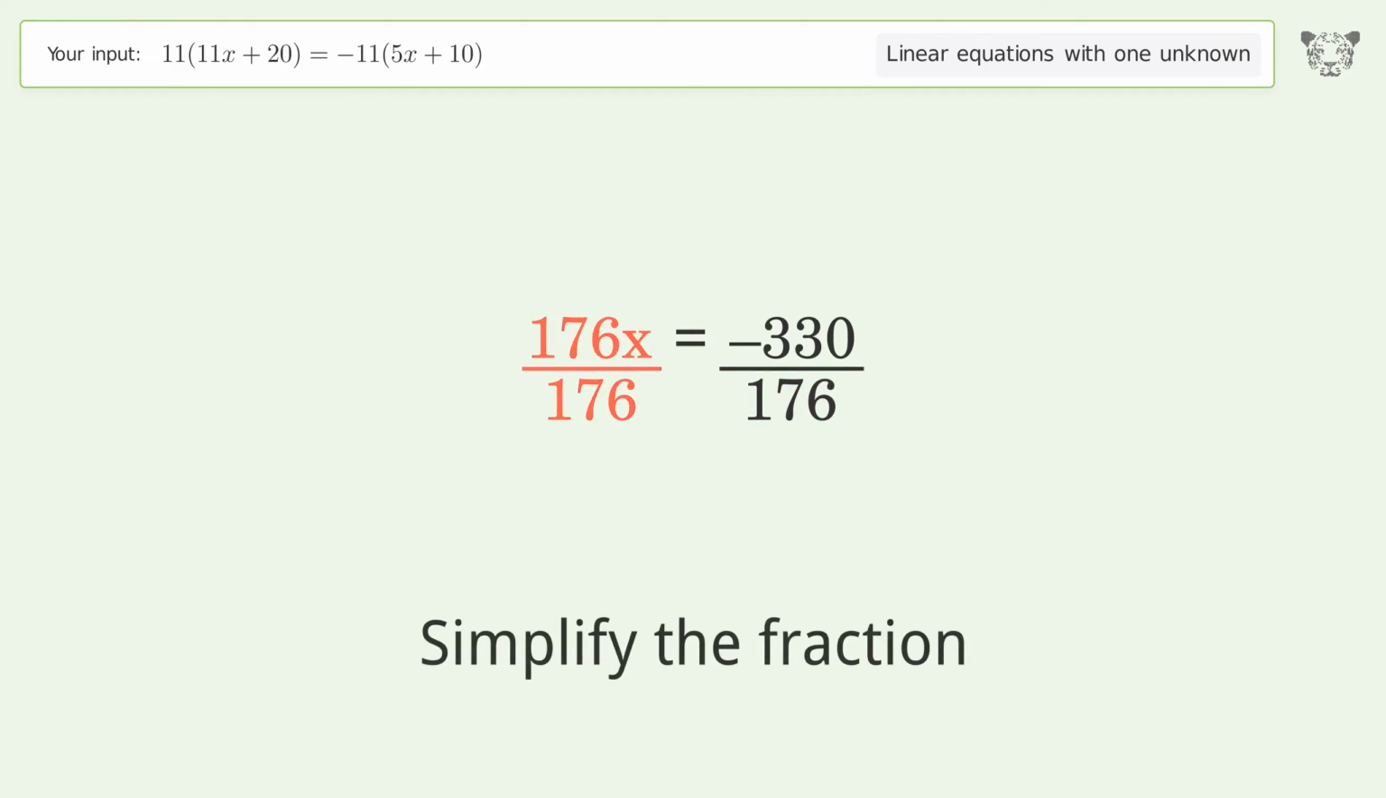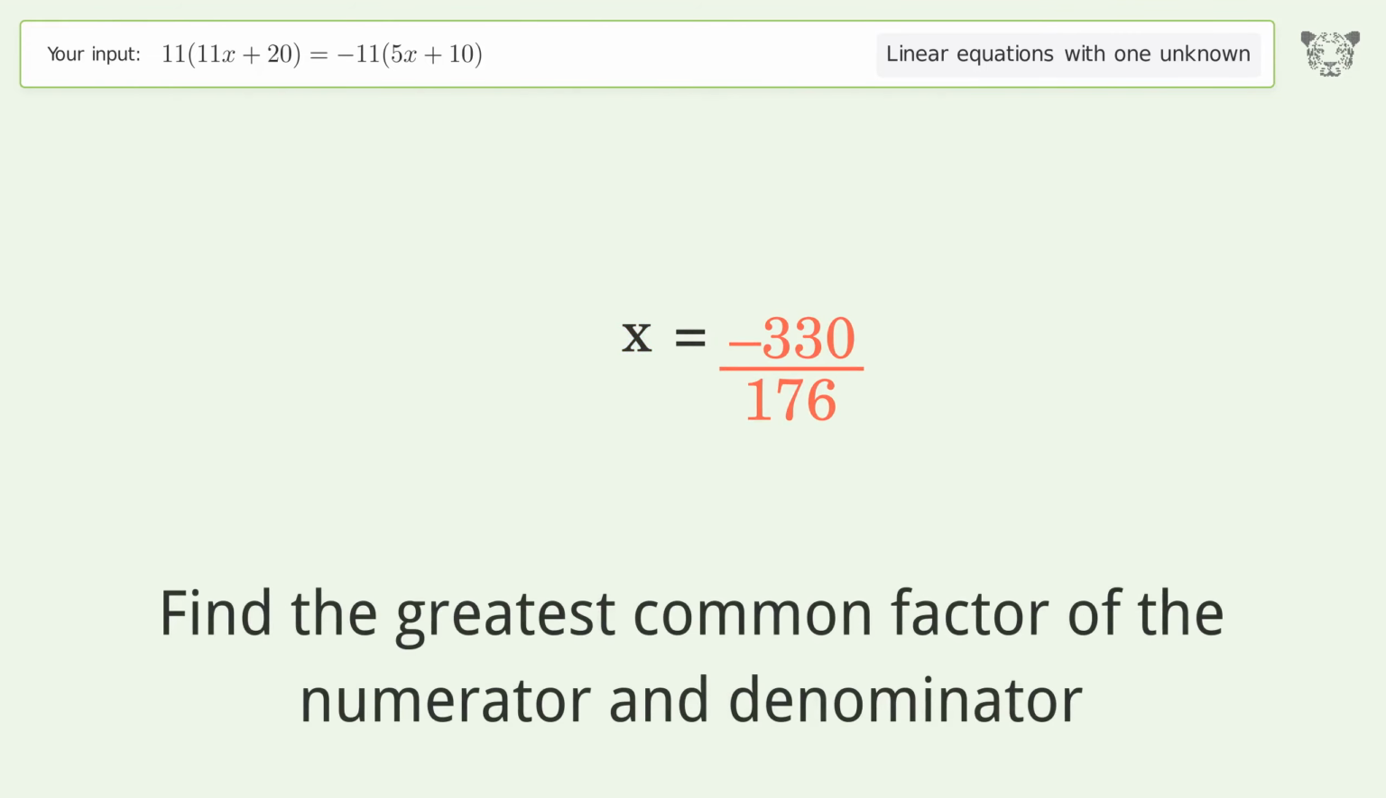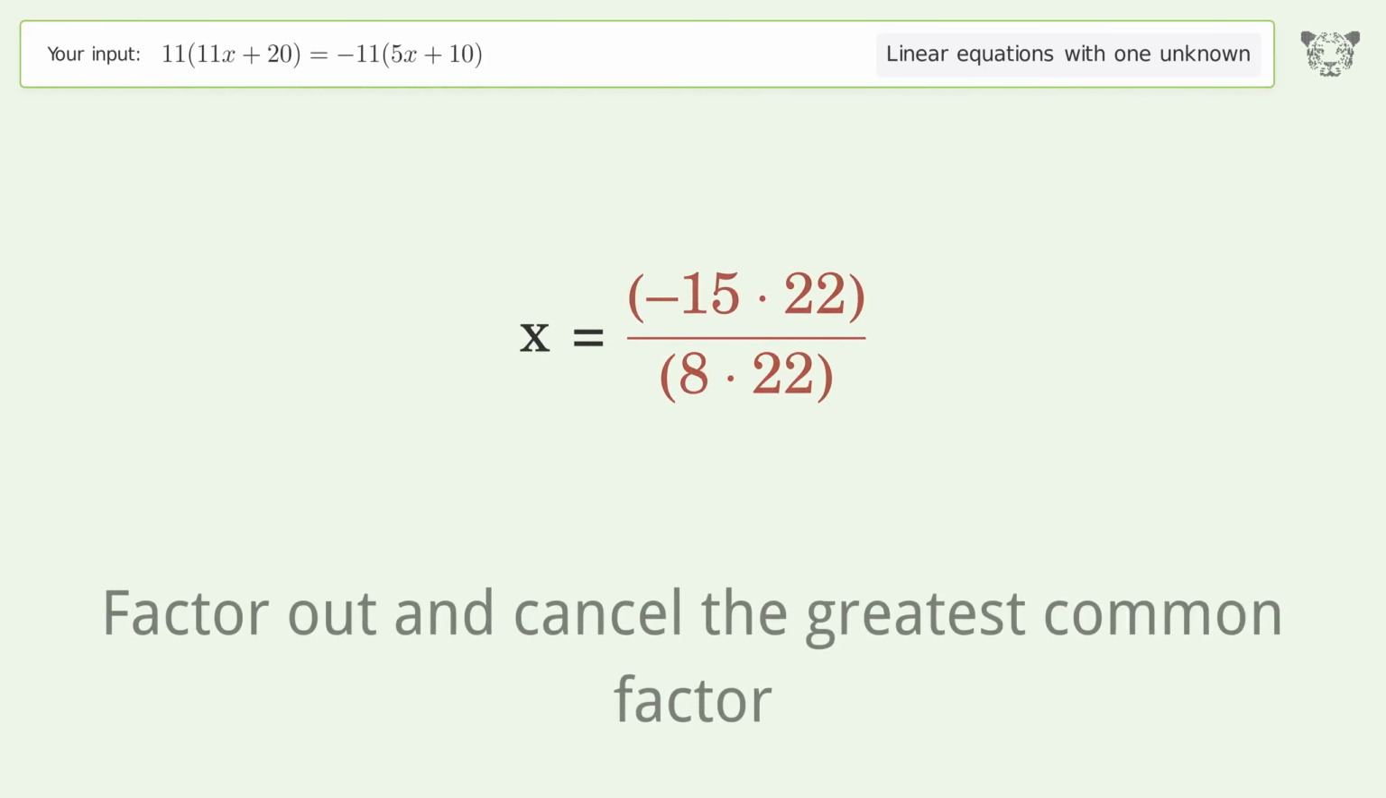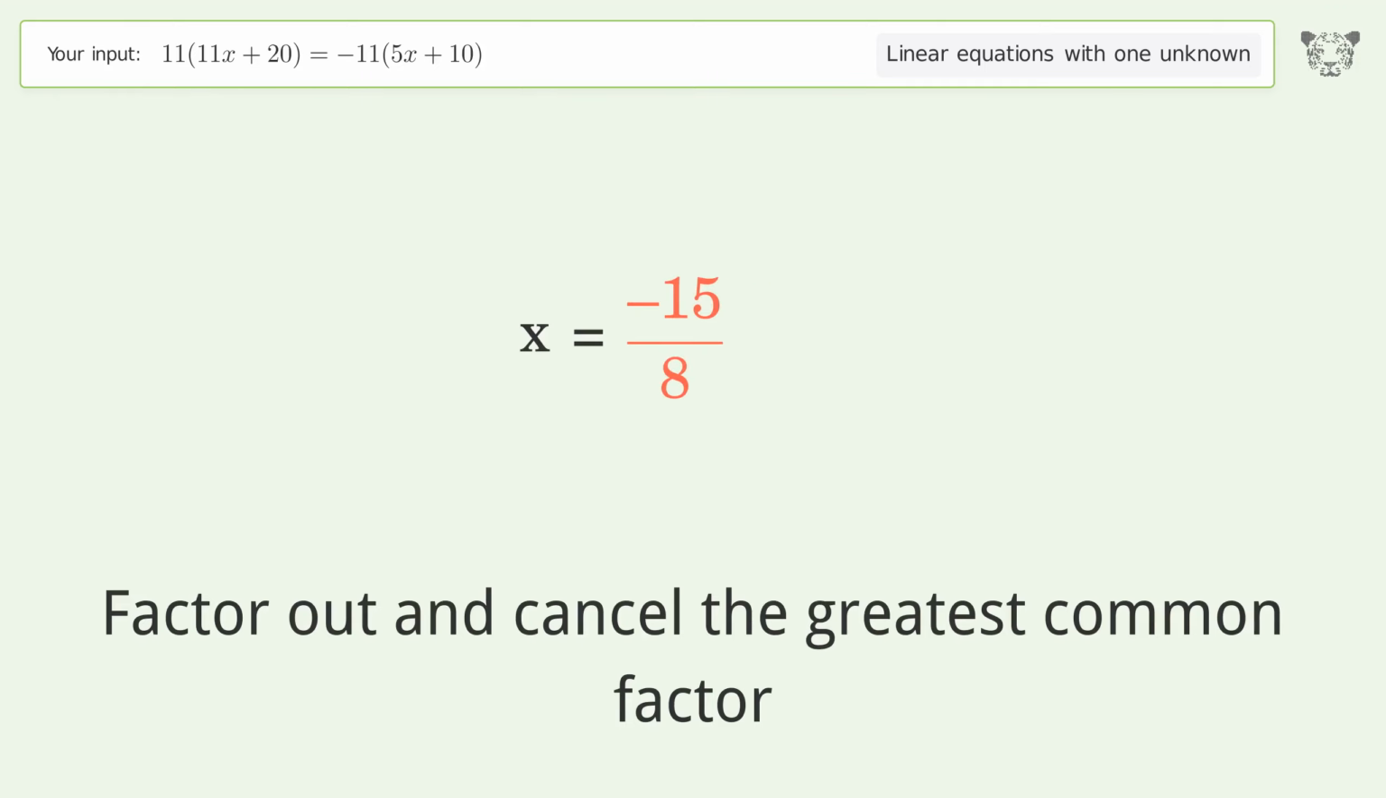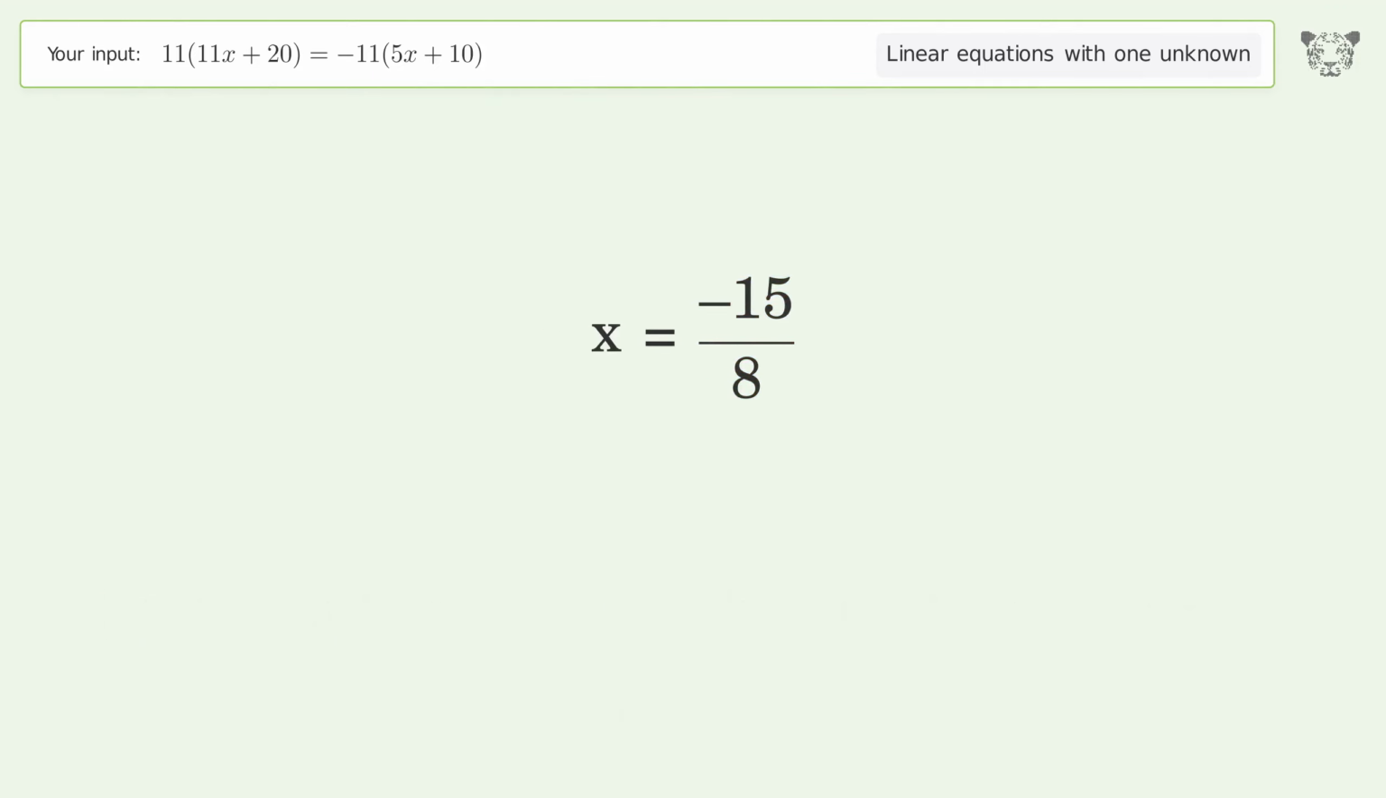Simplify the fraction. Find the greatest common factor of the numerator and denominator. Factor out and cancel the greatest common factor. And so the final result is x equals -15/8.